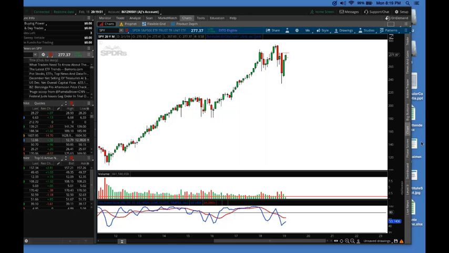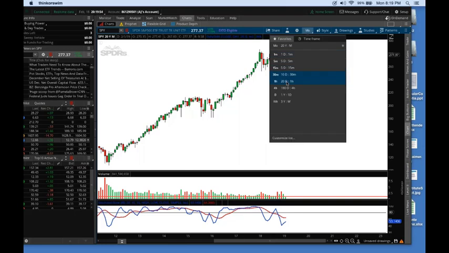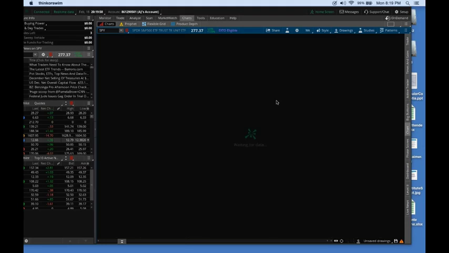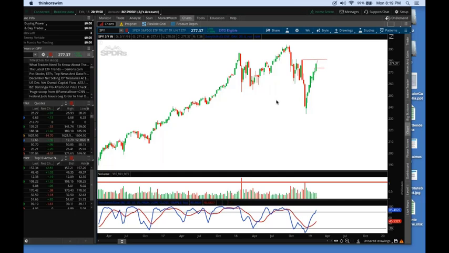even though the weekly candles are looking beautiful, right? This is looking really, really good. But the overall monthly volume is the lowest it's been in 20 years.